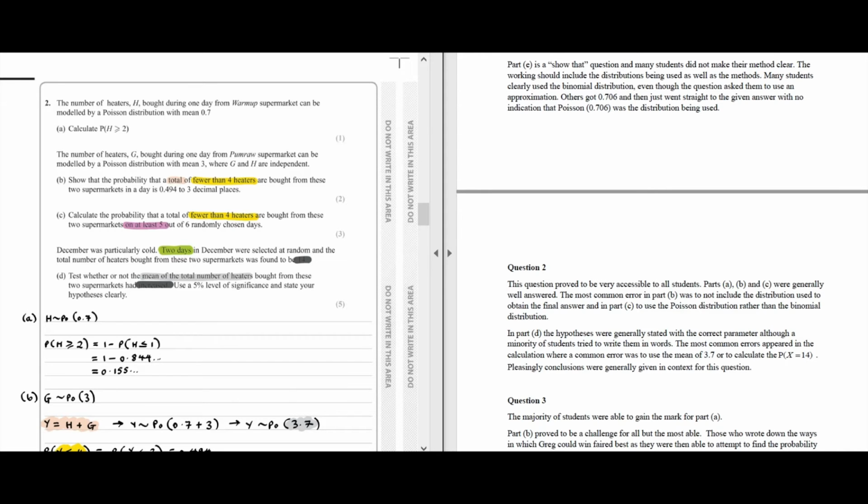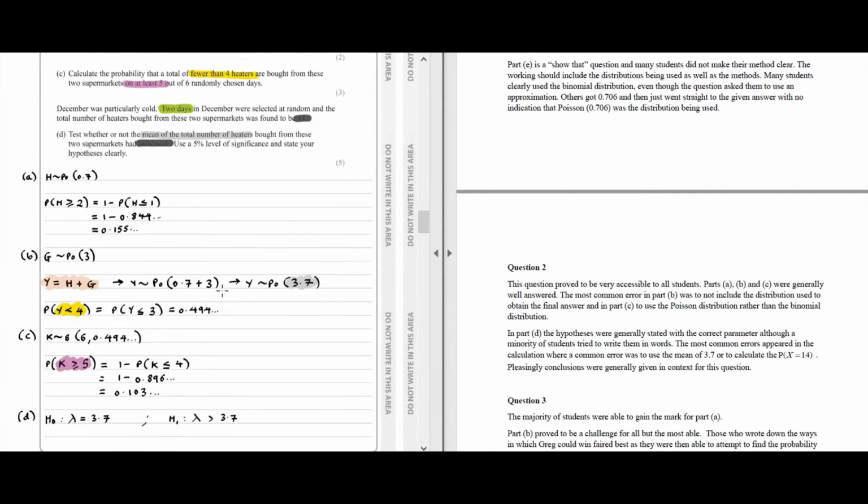For question 2, we were looking at hypothesis tests. This question was actually quite accessible for many students. Parts A to C were well answered. The most common error in part B was to not include the distribution used to obtain the final answer, and in part C to use the Poisson distribution rather than a binomial distribution.